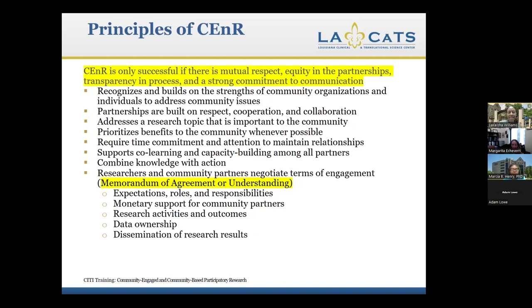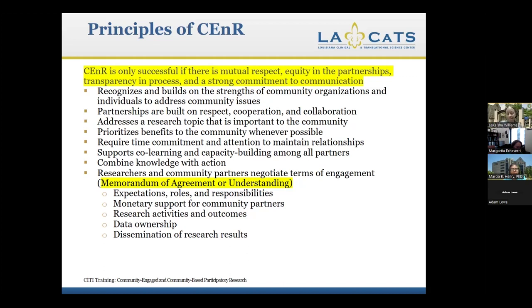And then lastly, looking at researchers and community partners negotiating the terms of engagement. So this is when we look at what we call a memorandum of agreement or understanding. And so it's really being able to sit at the table and say, hey, these are the expectations of both parties. These are the roles. These are going to be the responsibilities. This is the monetary support.